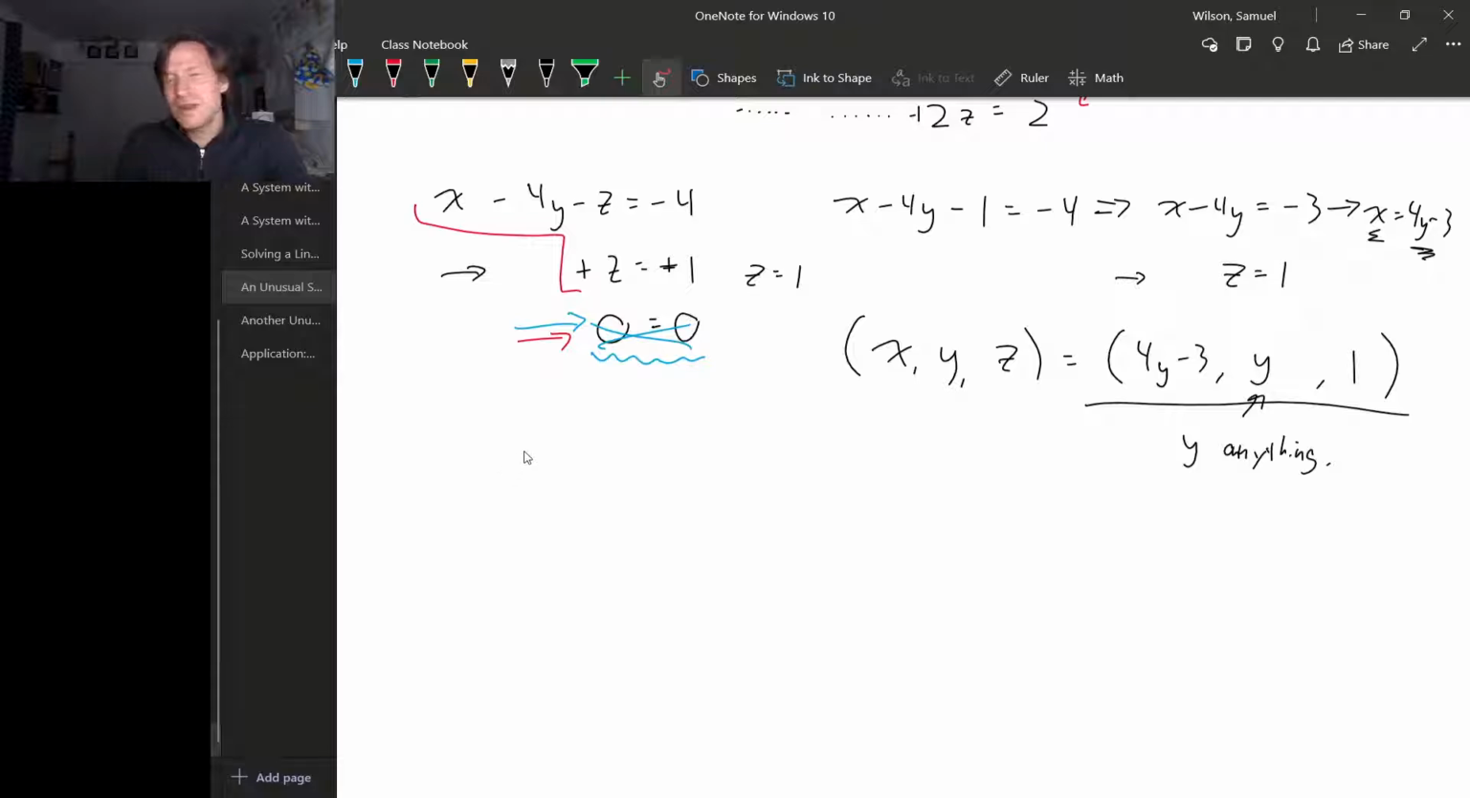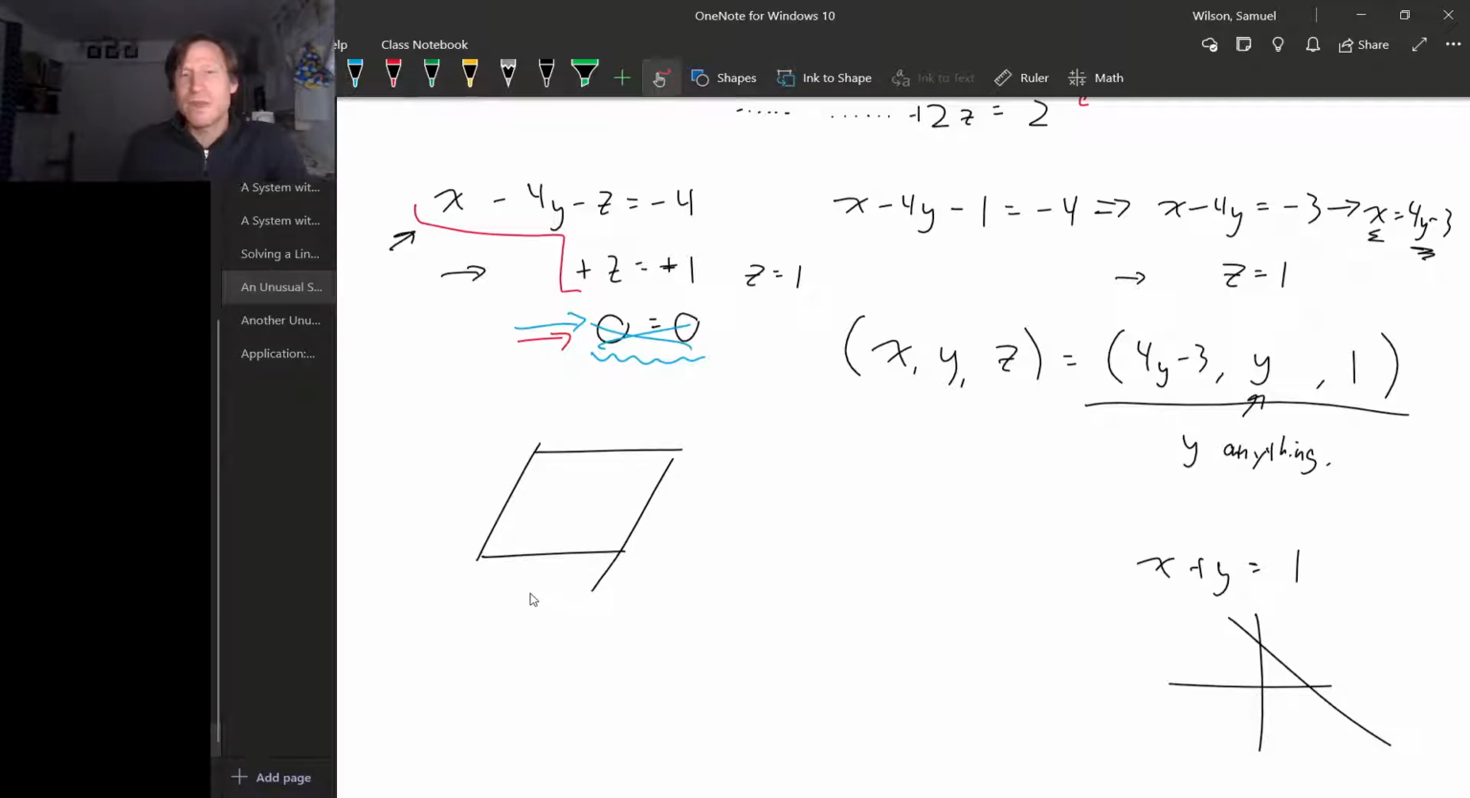Now, if you think about an equation with just x and y, a linear equation in x and y gives you a line in 2-space, like this. It turns out a linear equation in x, y, and z gives you a plane in 3-space, like this. We had 3 equations, so we had 3 planes.